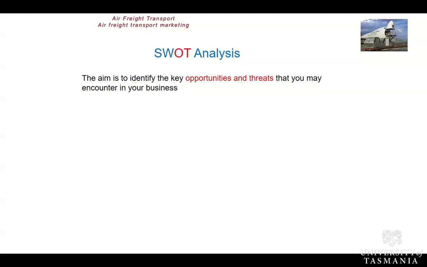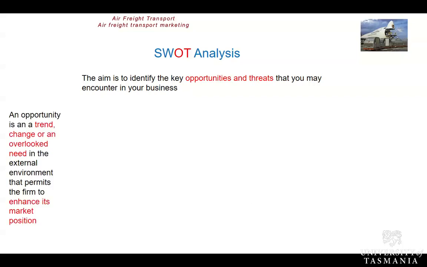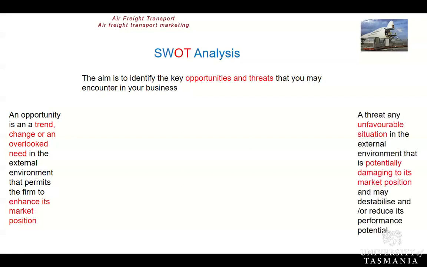So a SWOT analysis is centred around the acronym. I'm assuming most people here would have come across a SWOT analysis. If you haven't, it's an acronym for strengths, weaknesses, opportunities and threats. So when we look at the external environment, we're only interested in opportunities or threats. Opportunities are trends, changes, things happening in the external environment that could actually enhance your ability to do business.